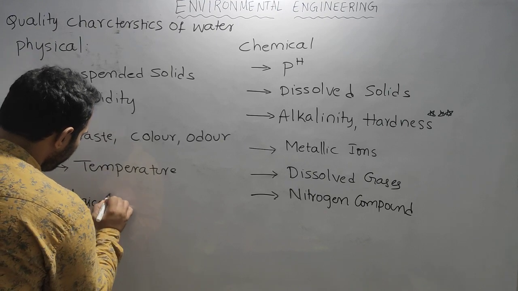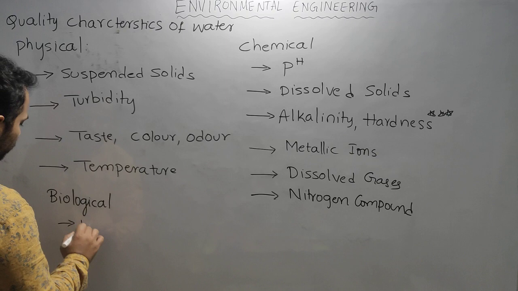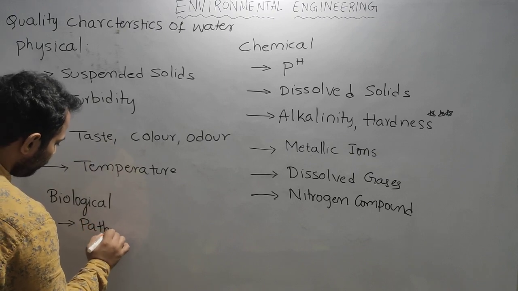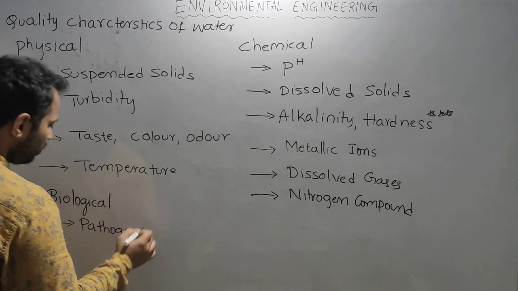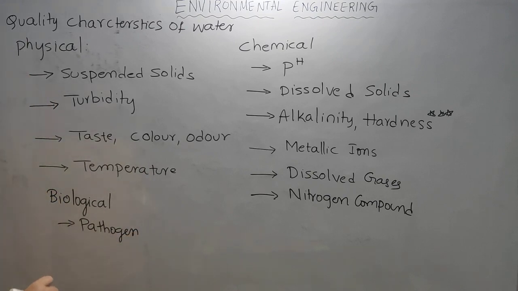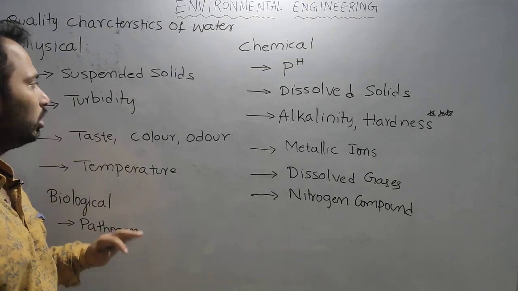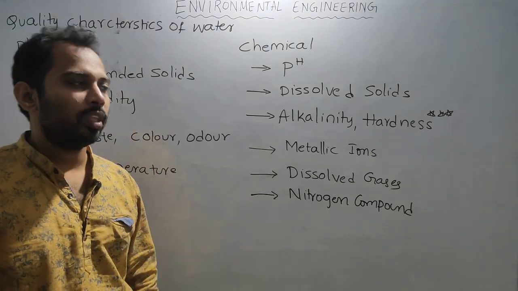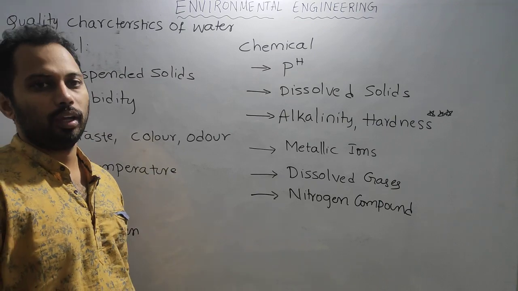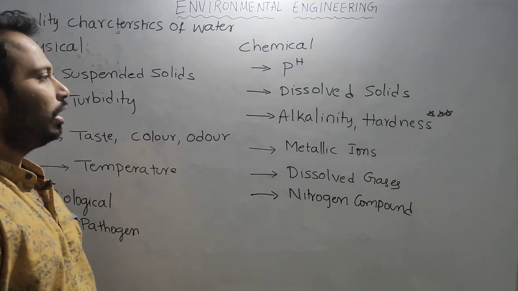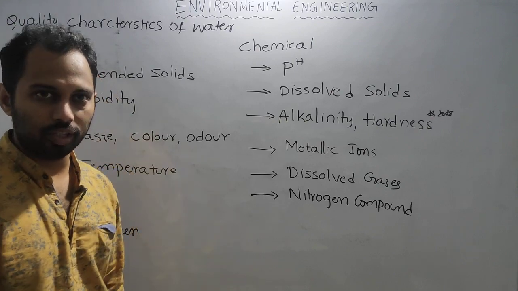Biological impurities such as pathogens, simply pathogens. Pathogens are only microscopically observable, they cannot be easily observed, so that is why pathogens are kept under the biological category. So these are the physical, chemical and biological impurities of water. All these characteristics we will discuss in detail, and understand each and every concept in the next lecture. Thank you so much.